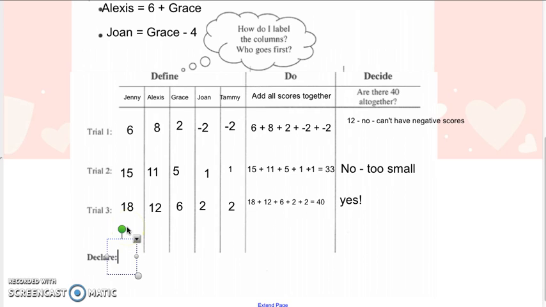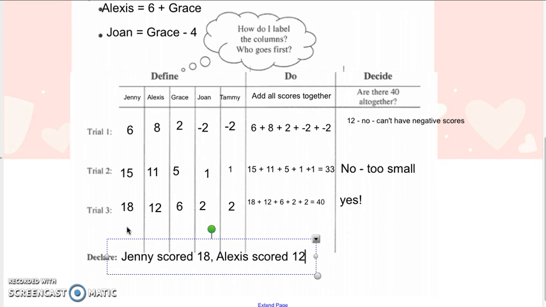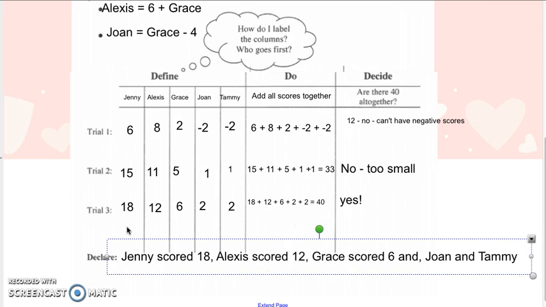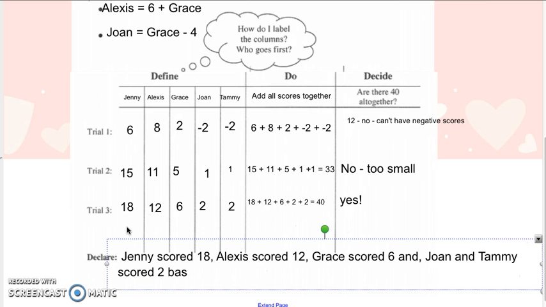So for declare, you have to write a sentence stating what the answer is. So my answer would be Jenny scored 18, Alexis scored 12, Grace scored 6, and Joan and Tammy scored 2 baskets each. That ends up with a total of 40.